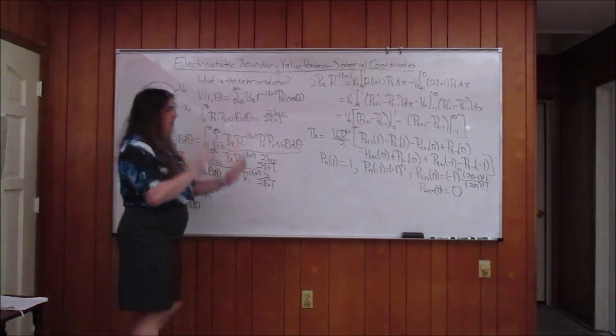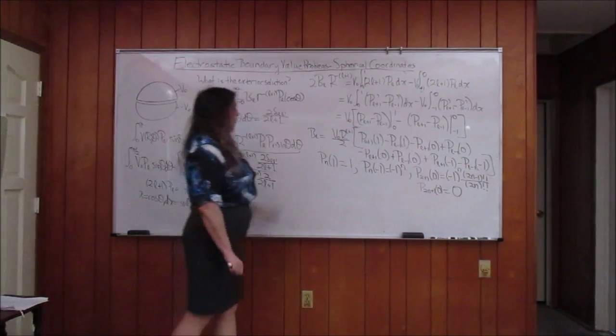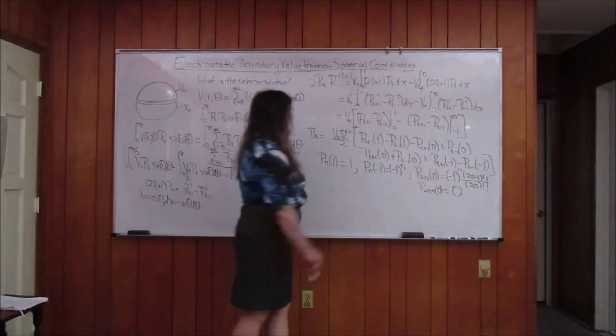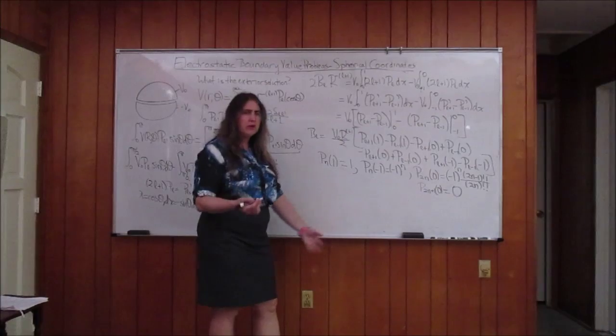Okay, so that being said, I'm going to plug this into here. So what does that tell me? That tells me that these two terms are both going to be 1, right? Because after all, any order of the Legendre polynomial evaluated at 1 is equal to 1.